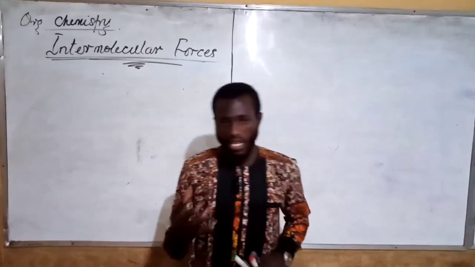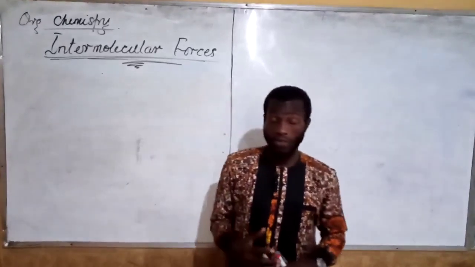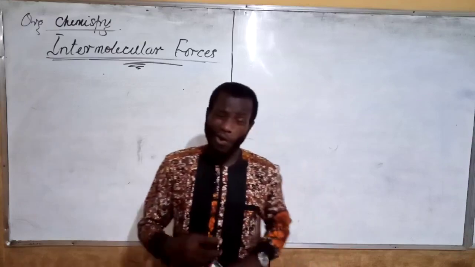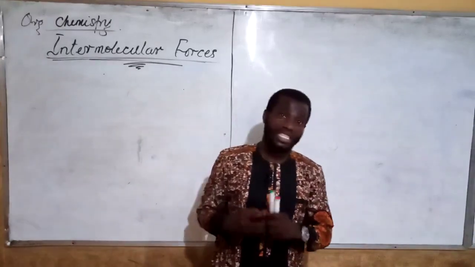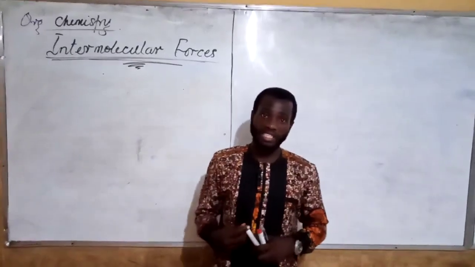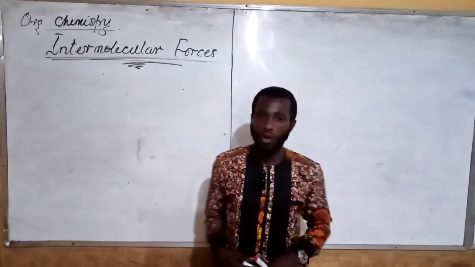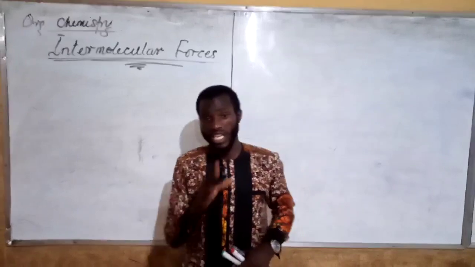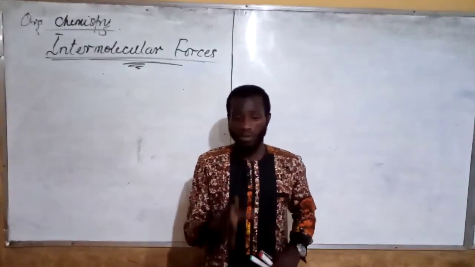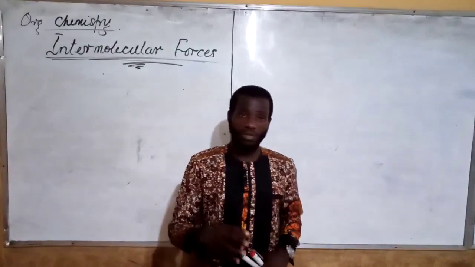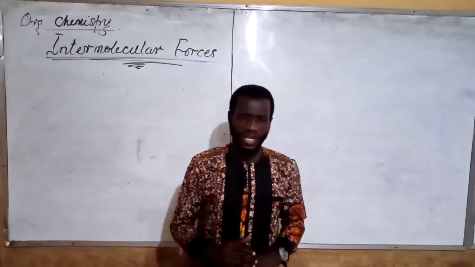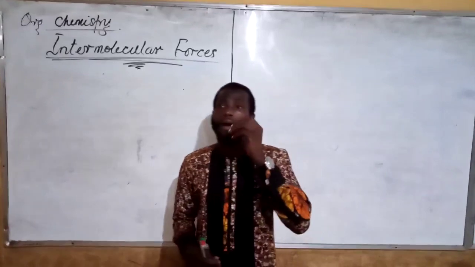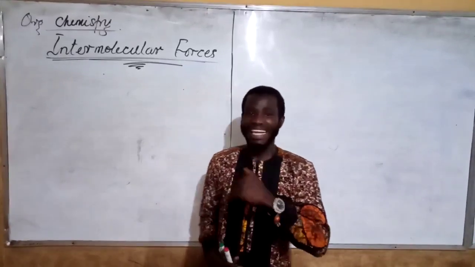Now, if a covalent bond happens between two substances with significantly different electronegativities, there is going to be a phenomenon known as polarization. Now, I explained polarization in another video, so I'm going to link the video in the description so that you can see that video.